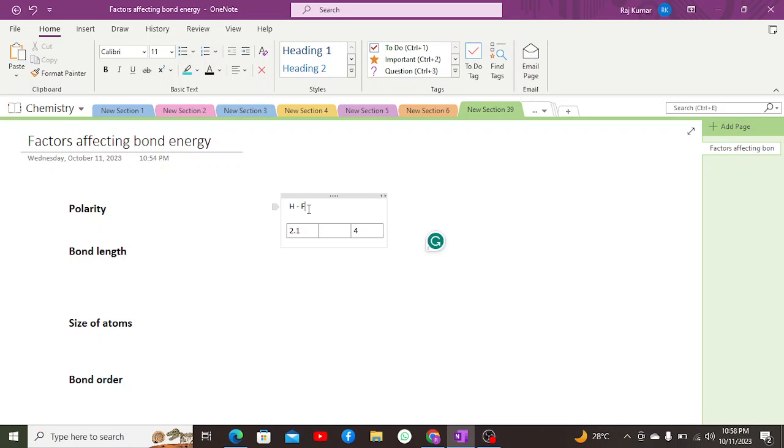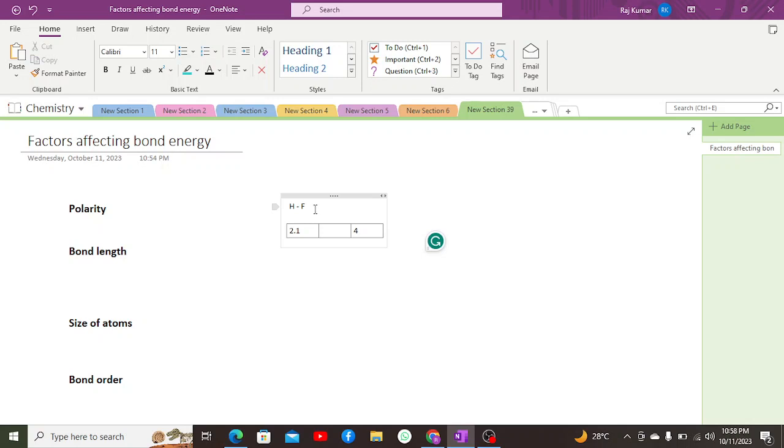These are opposite charges, due to which the presence of charges creates a force of attraction. The force of attraction strengthens the bond. As the bond is strengthened, a high amount of bond energy is required to break the bond. So this is the concept of polarity: if polarity is present, there is higher bond energy.